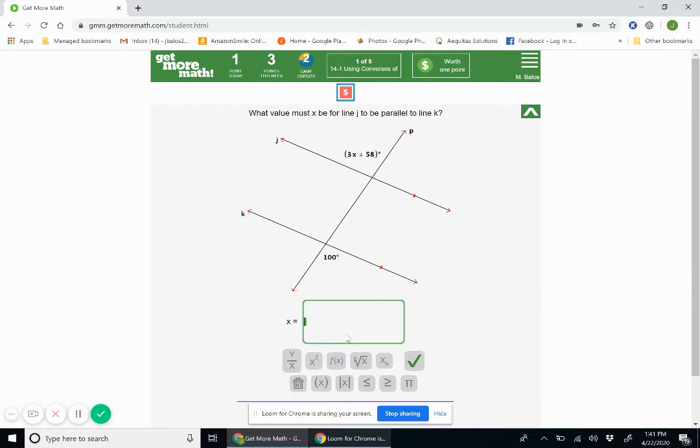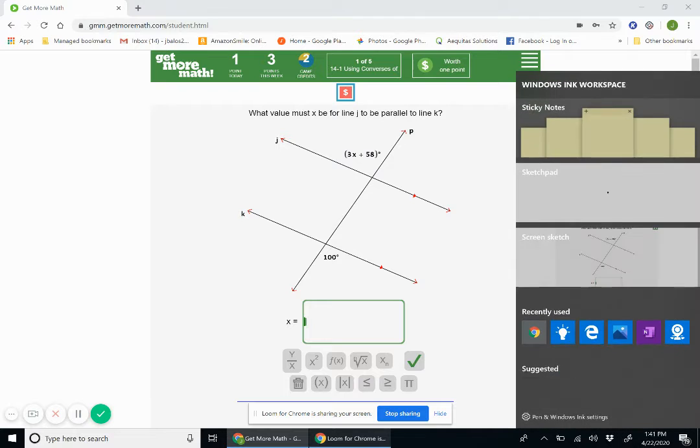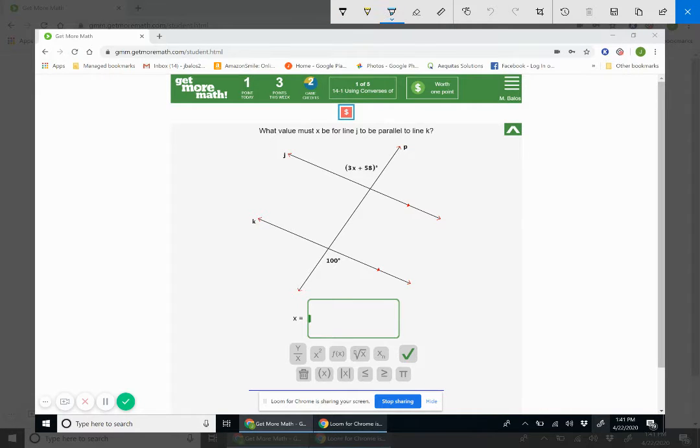Okay, again, first thing we have to do is figure out how these two angles are related to each other. They're on opposite sides of the transversal. Here's my transversal. One is on the left-hand side of that transversal, one is on the right. And they are both on the outside. They're not in between the lines. They're on the outside of the lines. So they are alternate exterior.